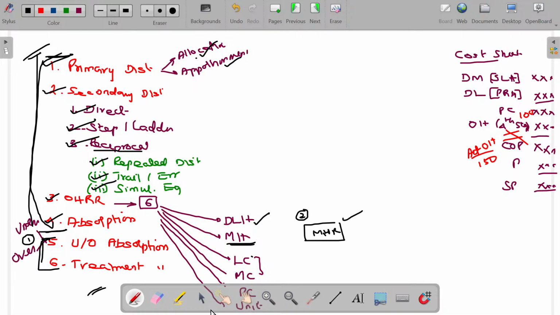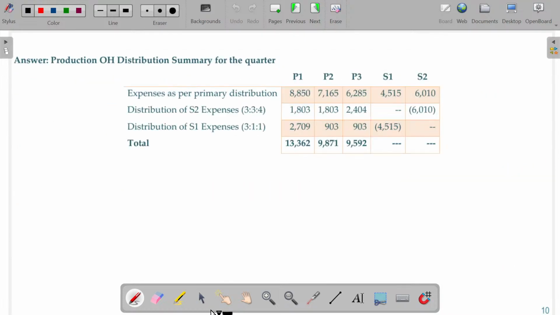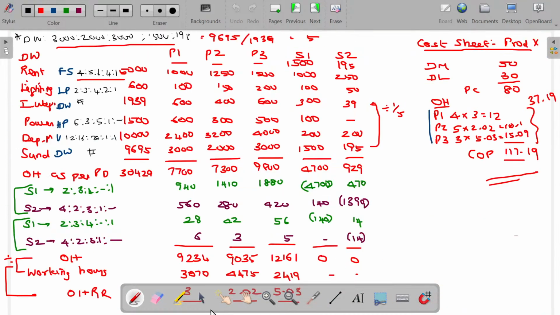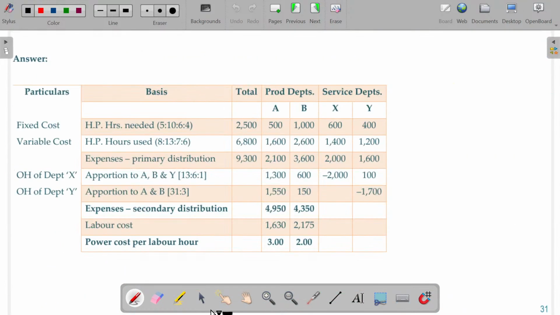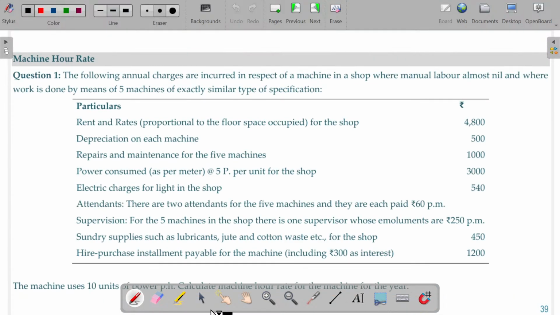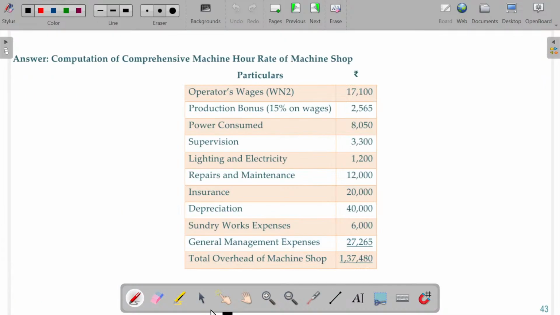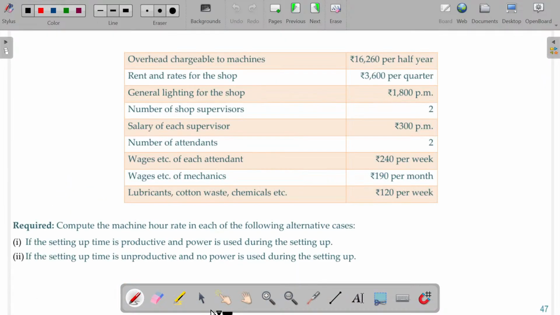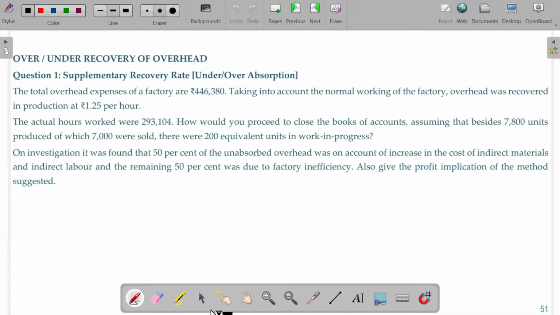The first component and second component are both easy only. We'll start with the first component. Now, I will deal with the machine hour rate after. Let me finish off the treatment of under or over absorption. After that, we'll move on to the machine hour rate calculations.